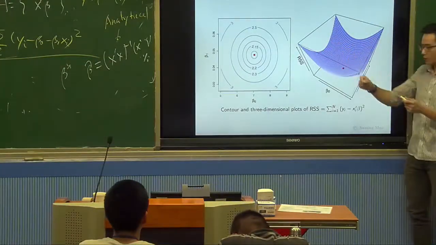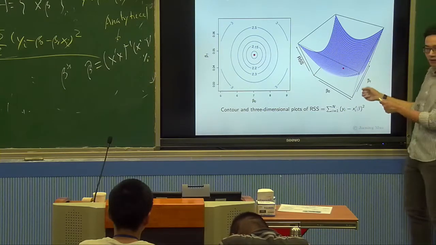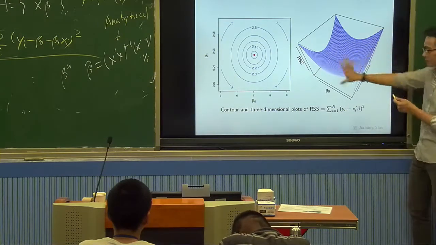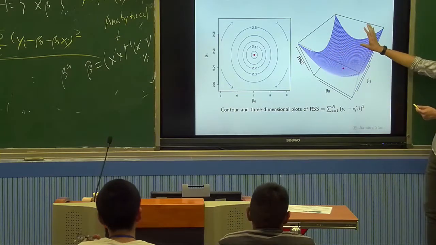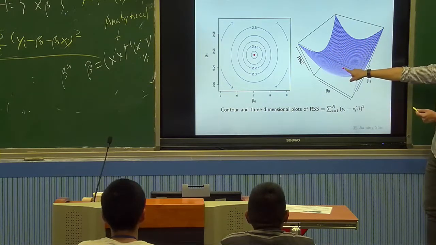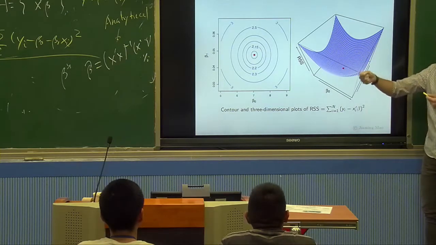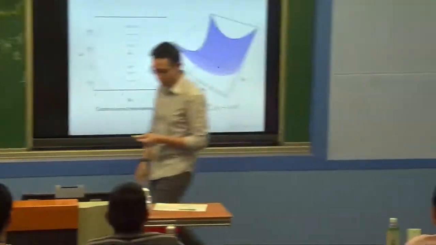And this is beta 0 and this is beta 1. Our goal is to find the optimal beta that minimizes this surface. And where is that minimum point? You can see it's the red dot, that's the minimum point. But I don't know where it is. My goal is to use an algorithm to find it.